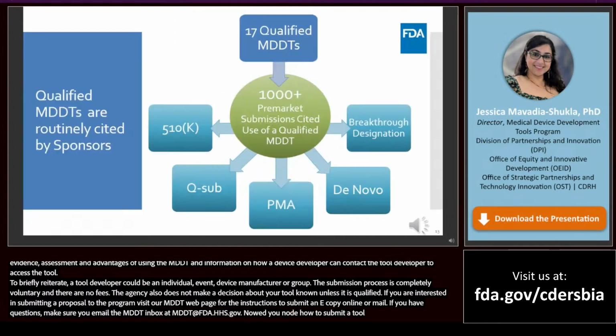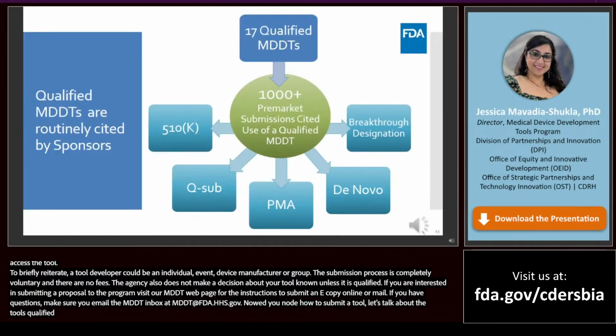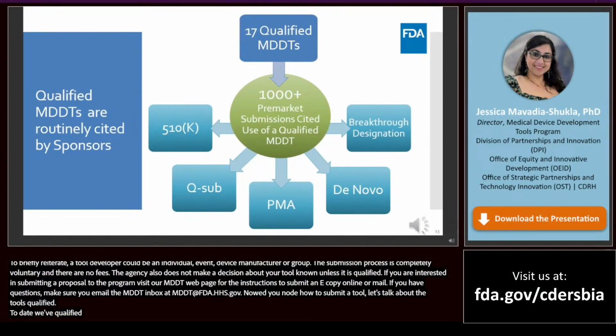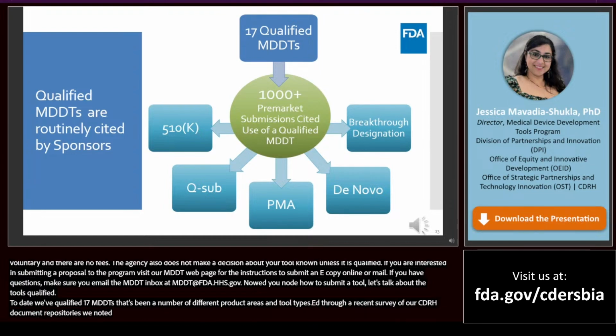Now that you know how to submit a tool to the program, let's talk a little bit about the tools that have been qualified. To date, we've qualified 17 MDDTs that span a number of different product areas and tool types. Through a recent survey of our CDRH document repositories, we noted that there have been over 1,000 unique pre-market submissions that have cited qualified MDDTs, and we're excited to expand the number of tools that we've qualified through the program, as well as encourage use of these tools whenever possible.